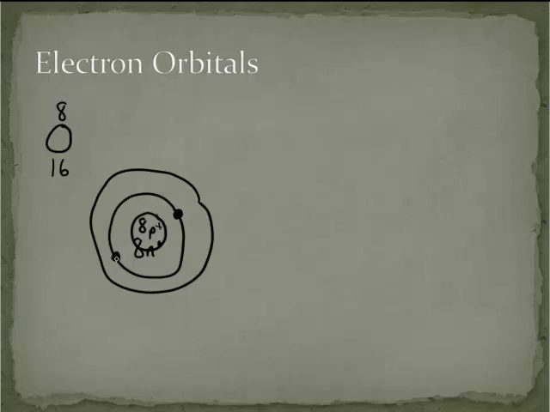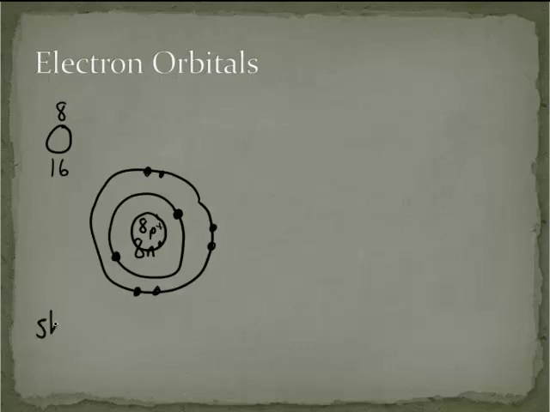So if we've already used 2 electrons, that means that in the next shell, we're going to have the 6 electrons that are left over. And that's all the electrons that oxygen has. However, the second shell can have up to 8 electrons. That's when it becomes full.